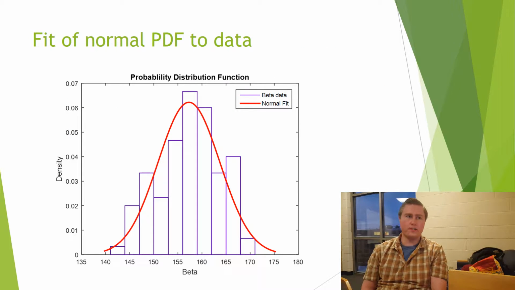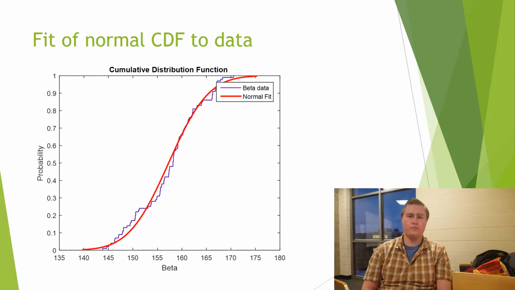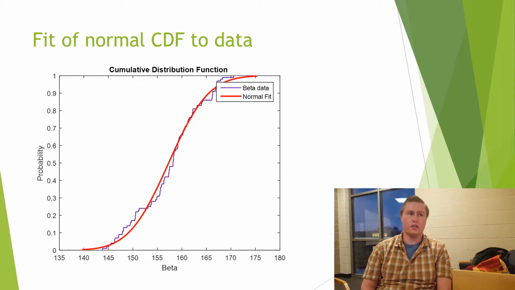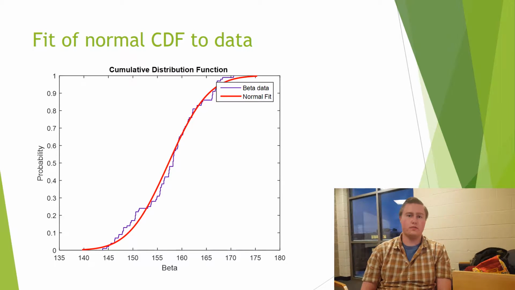This figure represents the probability distribution function of our data. The bar graph represents the probability distribution of our data, and we use the dfit tool to fit a normal distribution function on top to show that our data fits a normal distribution. This figure here represents our cumulative distribution function. The purple line is our actual data, while the red line was created using the dfit tool to fit a normal cumulative distribution function on top.